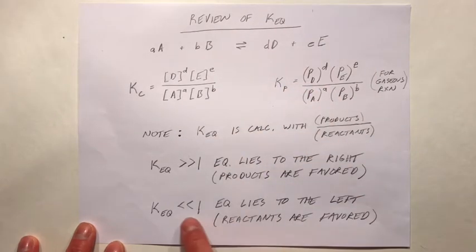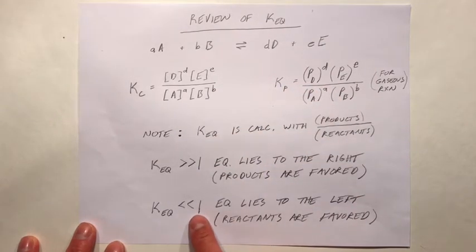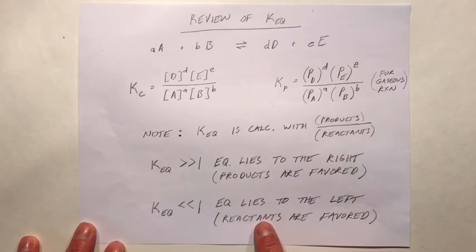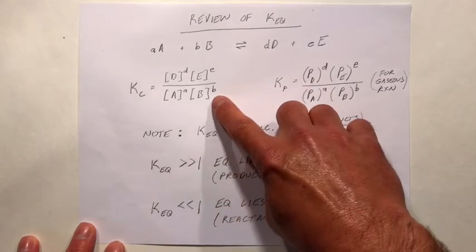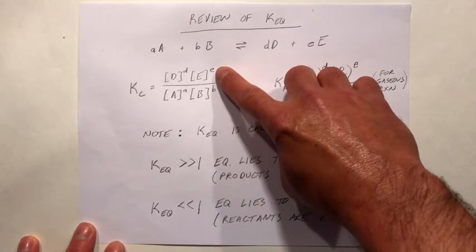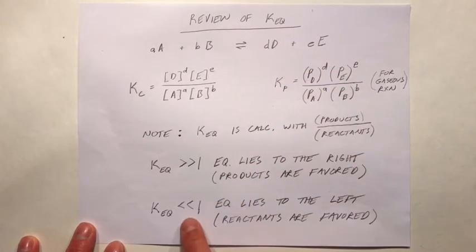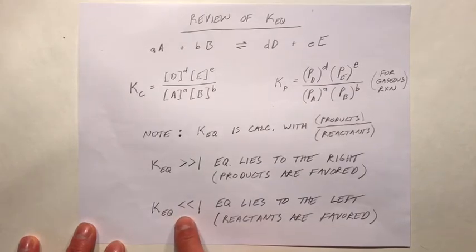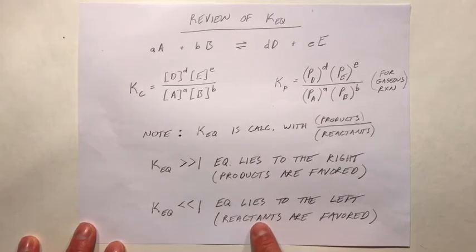Now on the other hand, if KEQ is much, much less than 1, that means the equilibrium lies to the left. The reactants are favored compared to the products. We have a larger denominator value compared to the numerator. And this is a decimal number if it's smaller than 1, right? The smaller the decimal number, the more the reactants are favored.